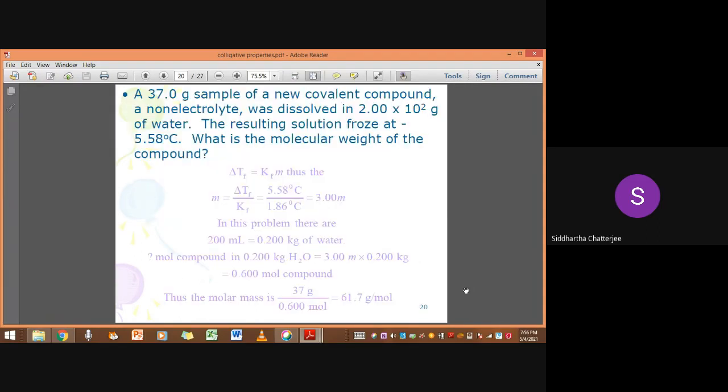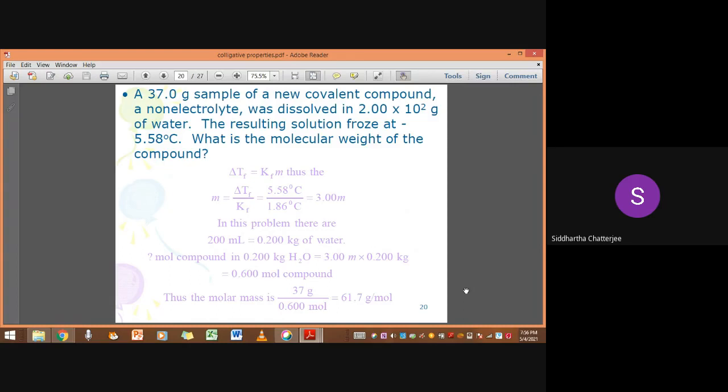Then look here: a 30-gram sample of a new covalent compound, a non-electrolyte, was dissolved in 2 × 10^2 gram of water. That means simply 200 gram of water. The resulting solution freezes at minus 5.58 degrees Celsius. What is the molecular weight of the compound?